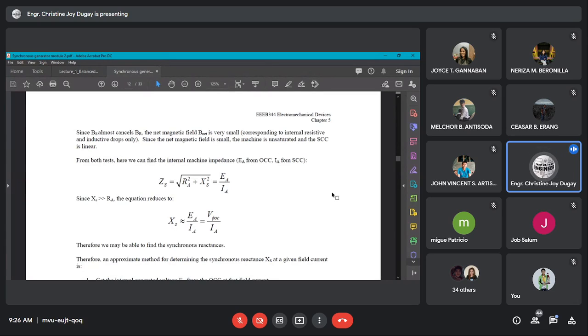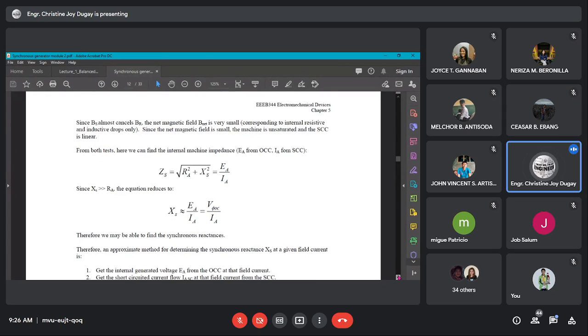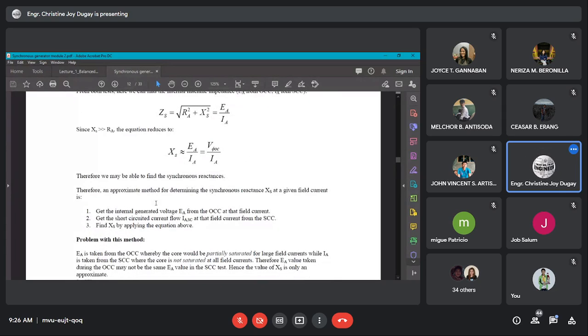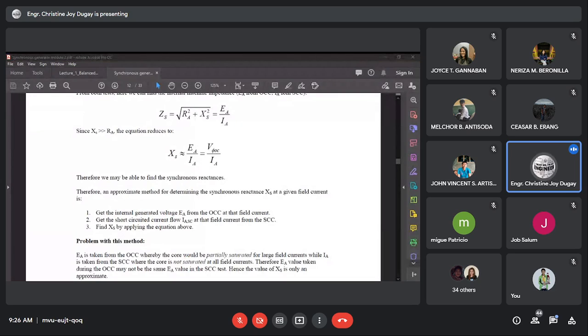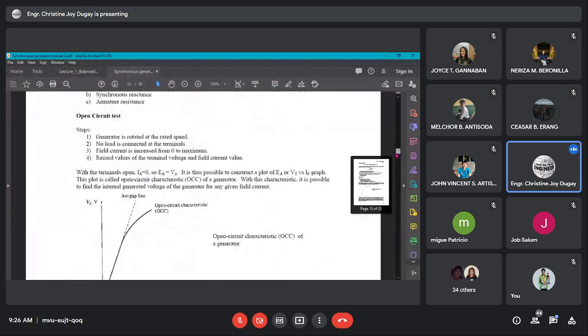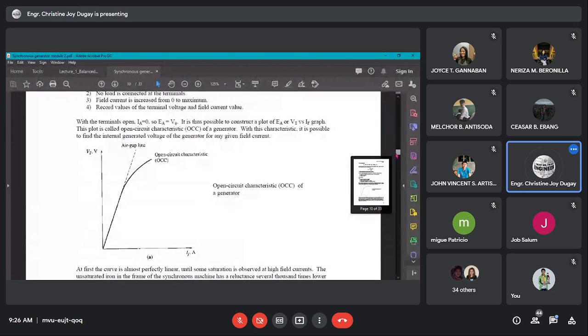So therefore, the approximate method for determining the XS at a given field current is to get the internal generated voltage. Ito po yung step po na kukunin nyo, no? Kasi ang pinaka-final lang naman na tinatanong sa inyo is the value of XS. What could be the possible value of XS? So, get the internal generated voltage, EA, from the OCC. So, gamitin po ninyo yung OCC. Balikan po natin yung OCC po natin. Ayan, OCC. Ayan po siya.